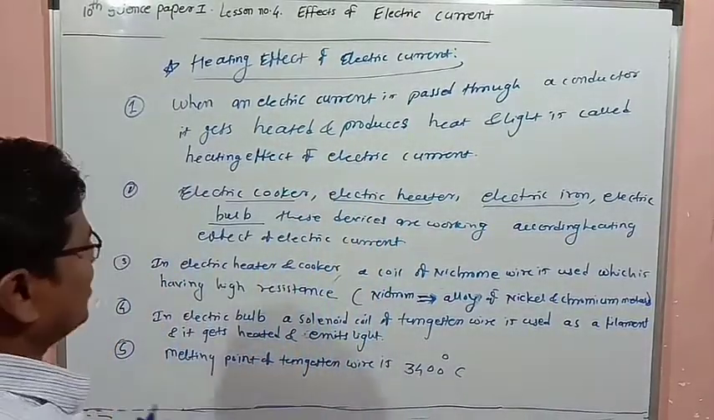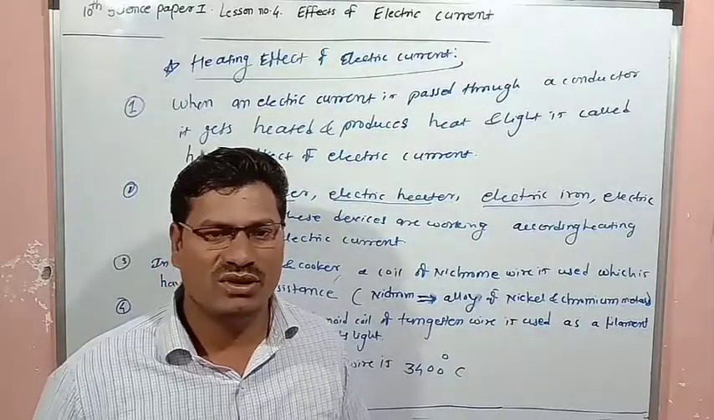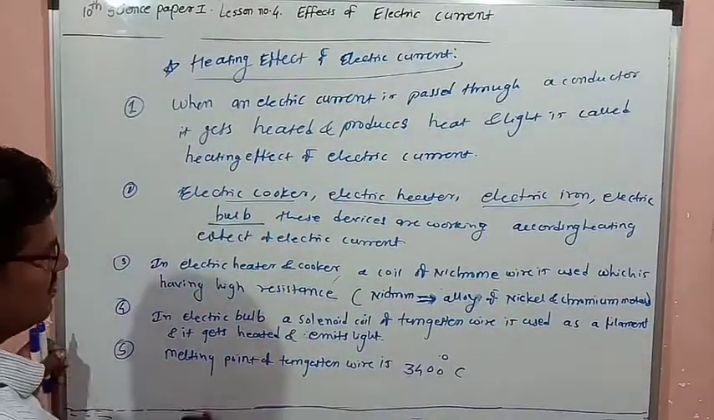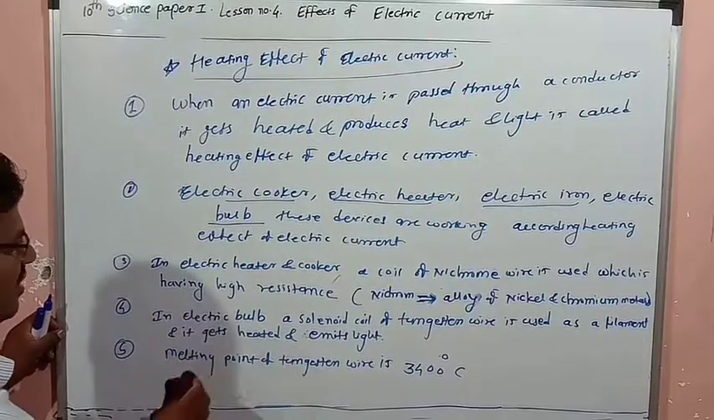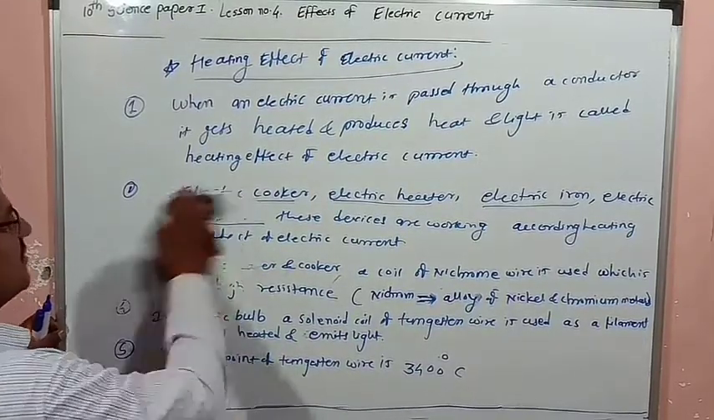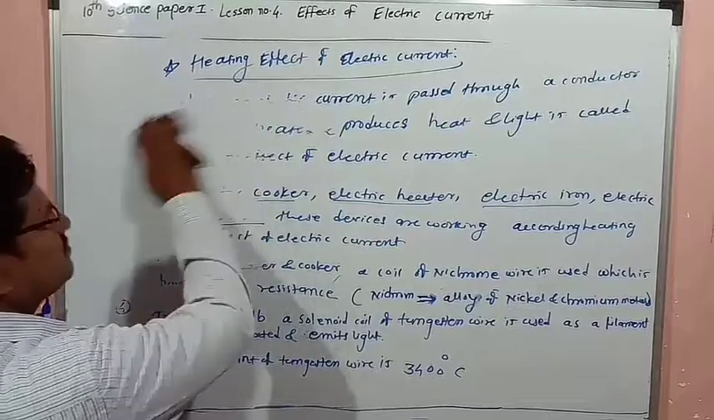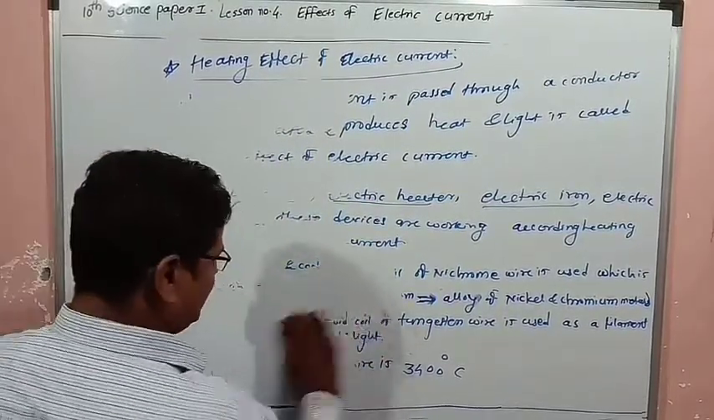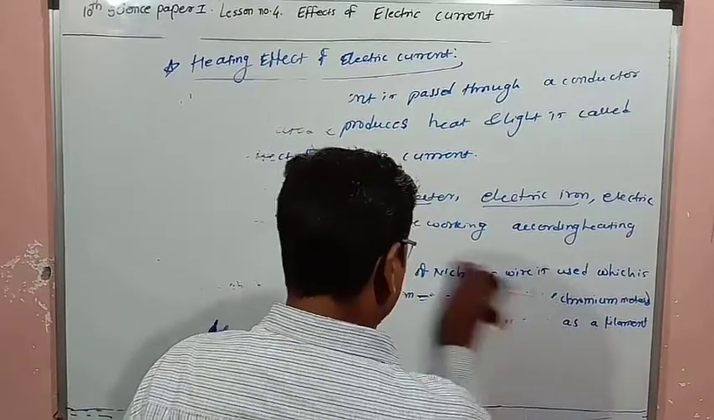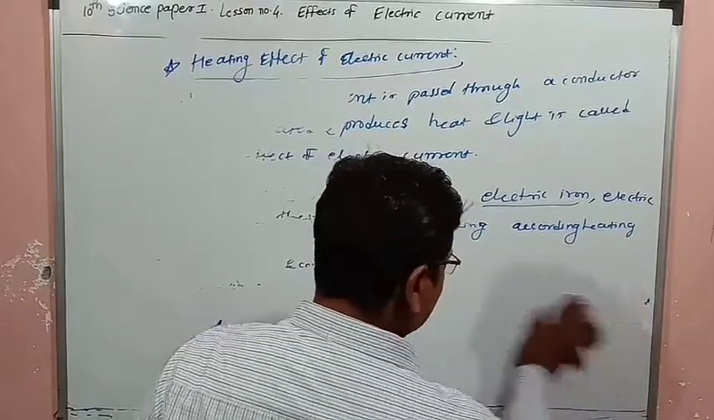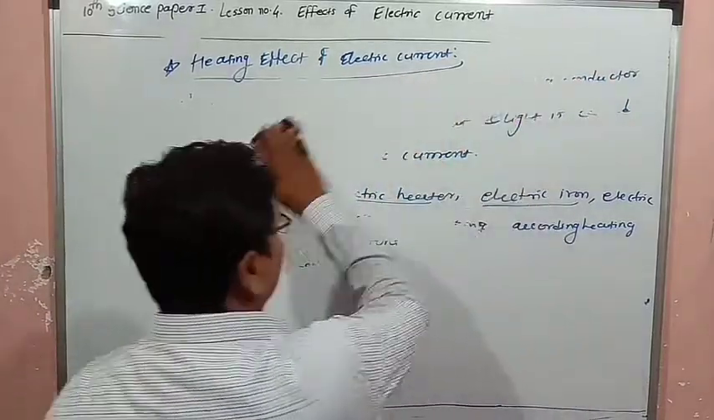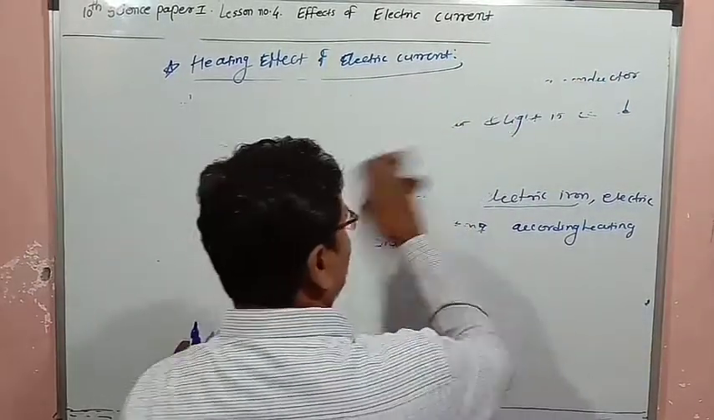After this, the next concept we are going to learn: suppose you draw a diagram of the electric bulb. So how is the diagram? That diagram I am also going to draw. In the case of the electric bulb, the diagram is already given in the textbook. So how is a particular electric bulb constructed? That I will show.